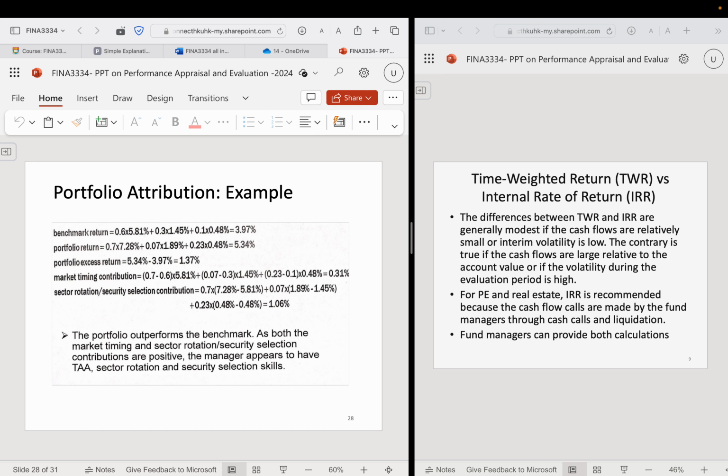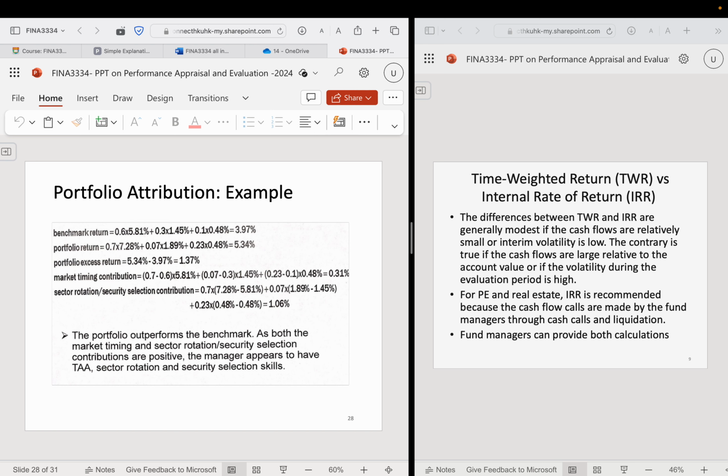So for the benchmark, remember we got the time weighted, so you use the return times the weighting, return from the weighting, and then aggregate together. Very straightforward. Same for the portfolio: return times weighted, return times weighted, return from the cash. Then you will come up with this. The benchmark return will be 3.97, and the portfolio return 5.34. That means my portfolio is better than the benchmark by 1.37%.